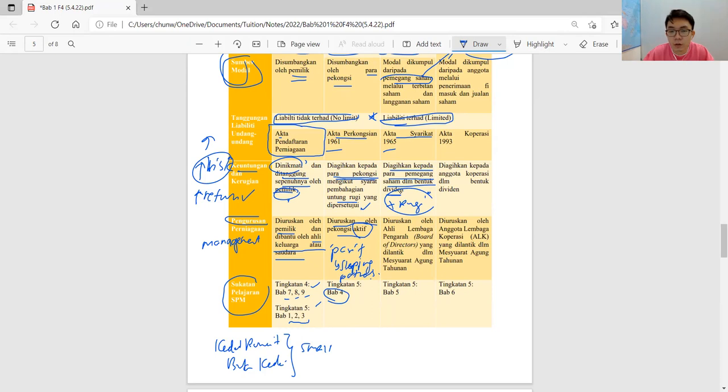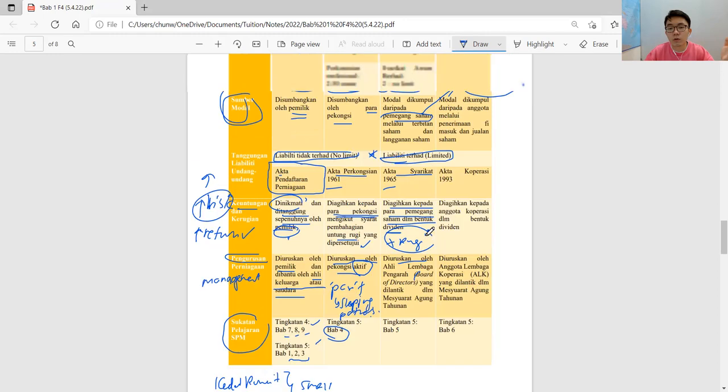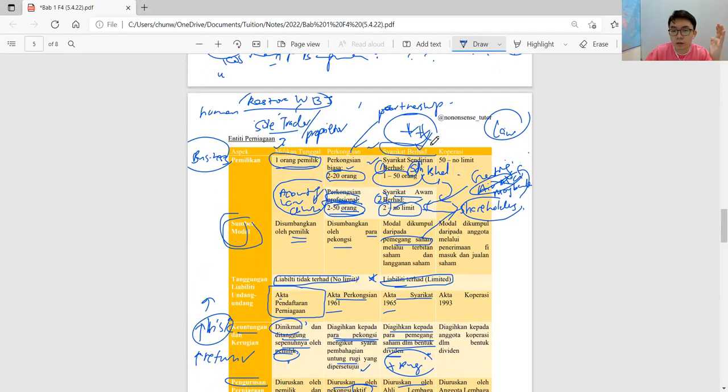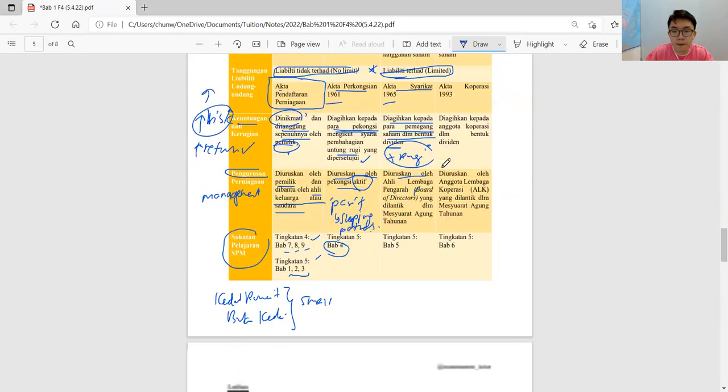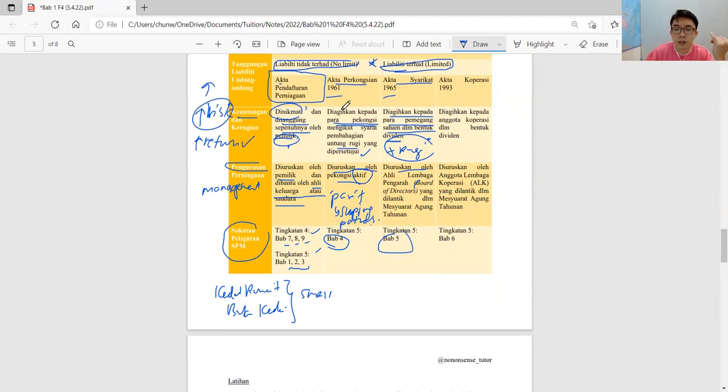Okay, and then ini diuruskan oleh ahli lembaga pengarah. You heard of board of directors. So normally these are run by the board of directors, the Sendirian Berhad and the Berhad. So you have CEO, CFO, and then you got director of marketing, director of finance. Normally you see directors only appear in this Sendirian Berhad or Berhad. Okay, and then we learn this in bab lima. But in Form 1, we won't learn much about this. We'll just learn a little bit only. And in Bab 5, we are learning about saham a bit.